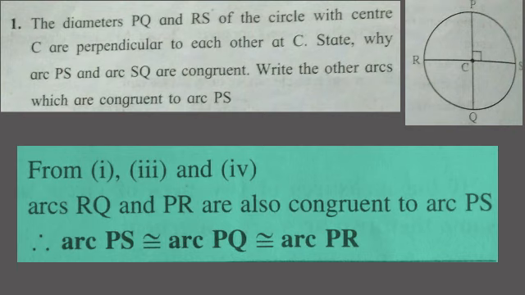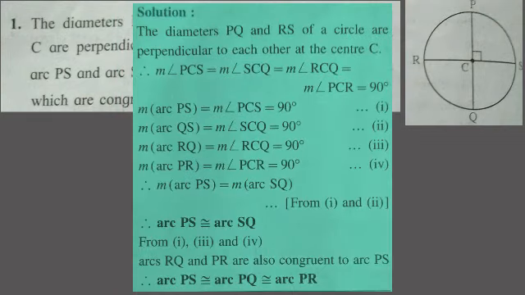Therefore, arc PS is congruent with arc PQ and it is congruent with arc PR also. It means that all these arcs have the same measurement. So students, this is a complete answer. If you want, you can take a screenshot and write it systematically in your classwork notebook.